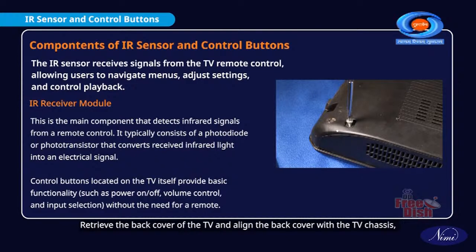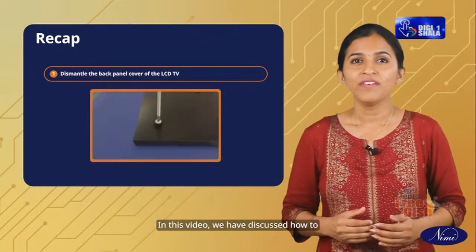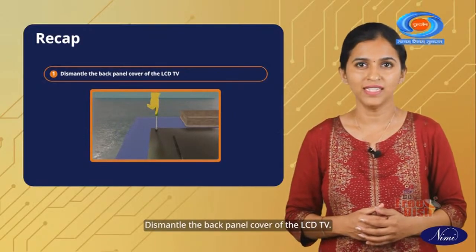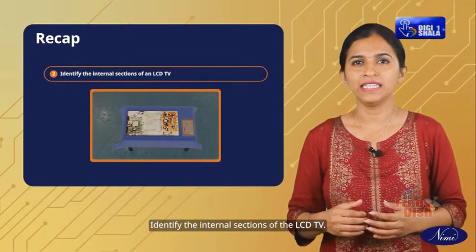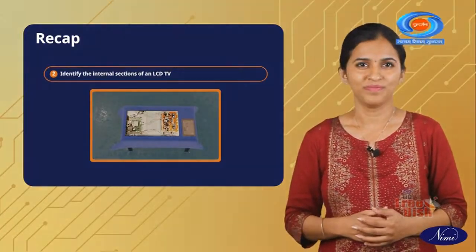Retrieve the back cover of the TV and align the back cover with the TV chassis, ensuring that all screw holes and connectors line up properly. In this video, we have discussed how to dismantle the back panel cover of the LCD TV and identify the internal sections of the LCD TV. This concludes part 1. See you in part 2.